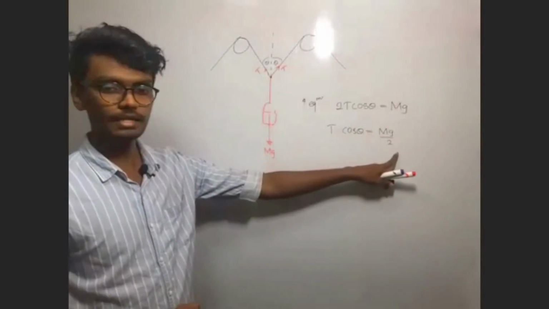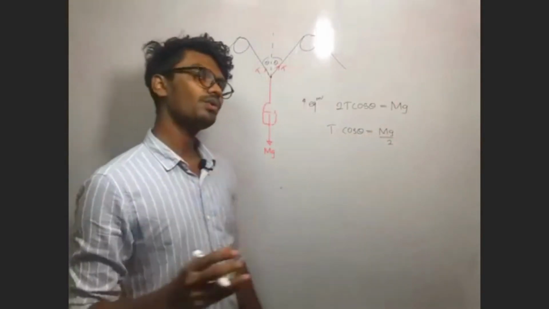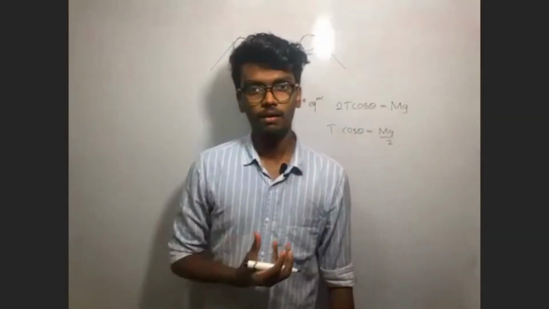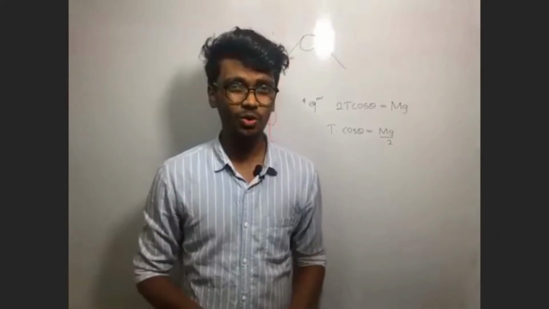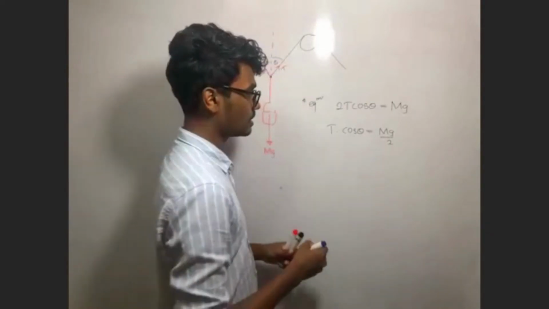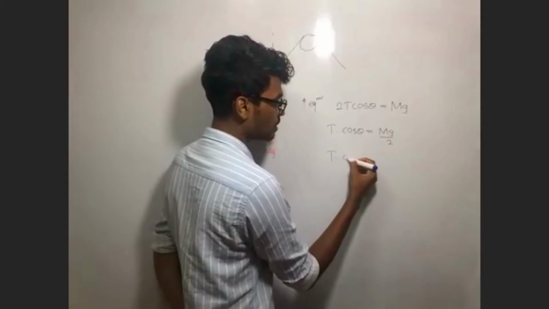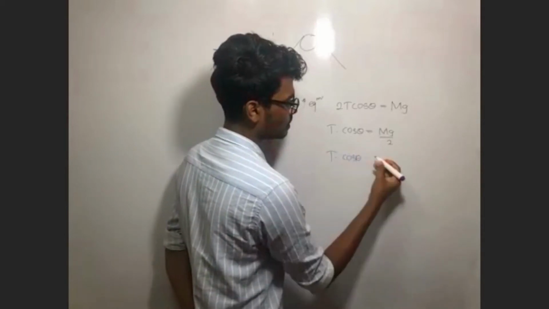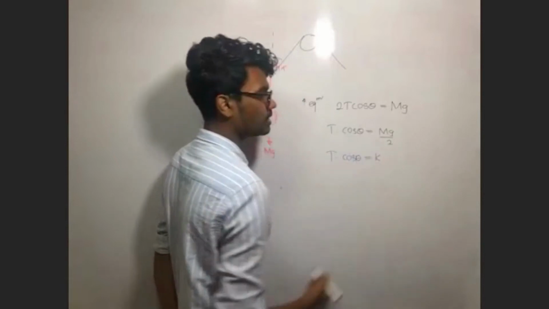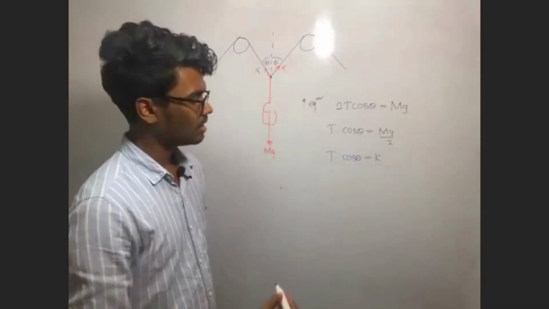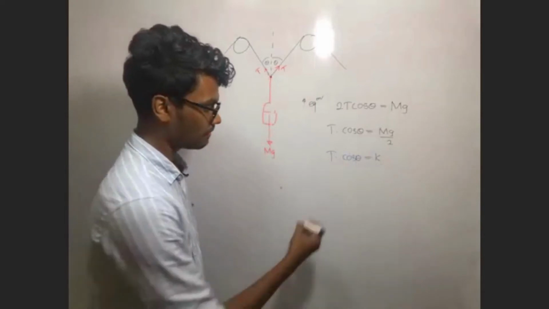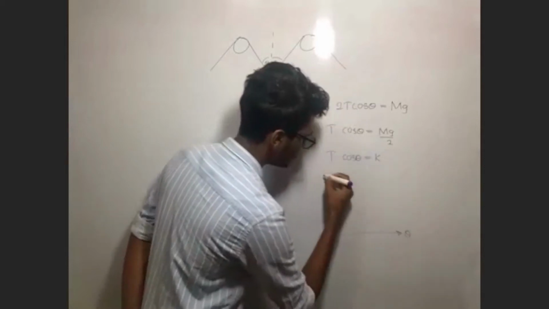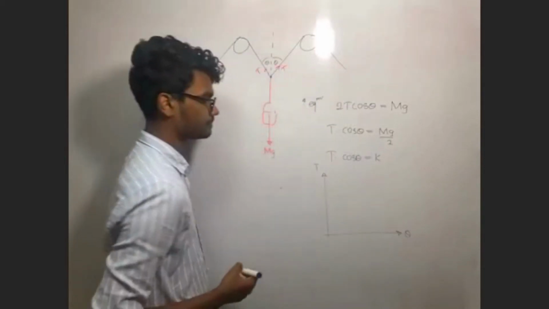Now you need to understand that mg over 2 is a constant. So what happens? T cos theta is equal to a constant K, right? Now we need to get the variation of theta versus tension.